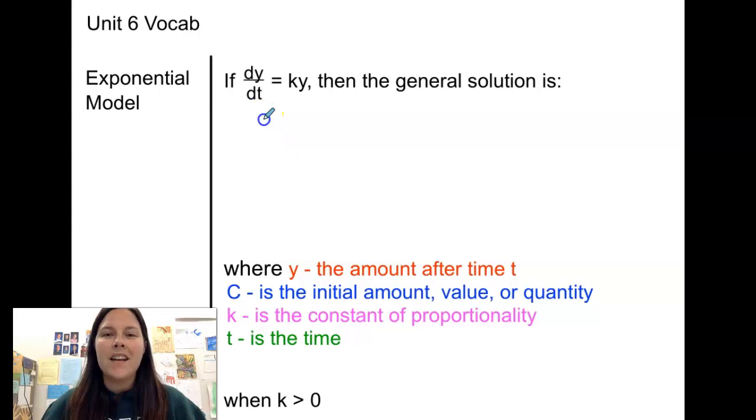In this lesson and the next, we will be focusing on exponential models. And the first one is kind of where this exponential model comes from. So given a derivative dy/dt equals k times y, then the general solution is... and I wanted to go through this with you because it is not intuitive where this comes from.